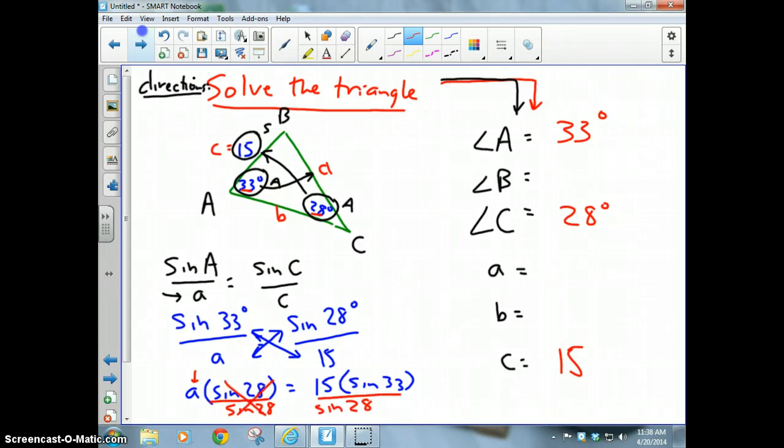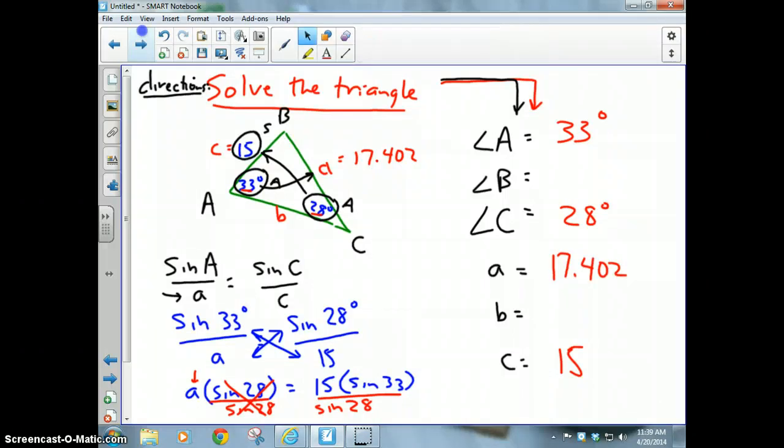And if I type that in my calculator, I find out that side a is equal to 17.402. So that's how long side a is, 17.402. Okay, that leaves me angle B and side b.